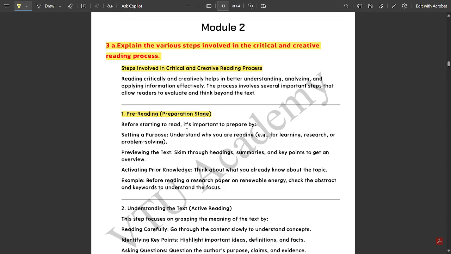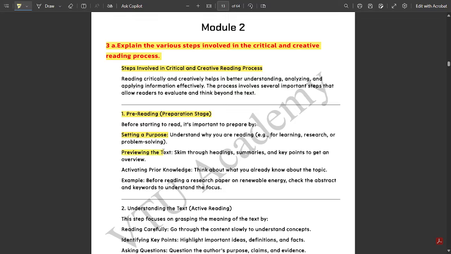Before starting to read, it is important to prepare by setting a purpose. Setting a purpose involves understanding why you are reading. For example, if you want to learn something, you would be reading for that. Or you want to research something, so you're reading, or to solve a problem. So this is basically setting a purpose.